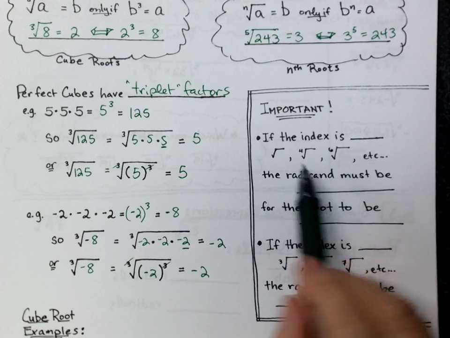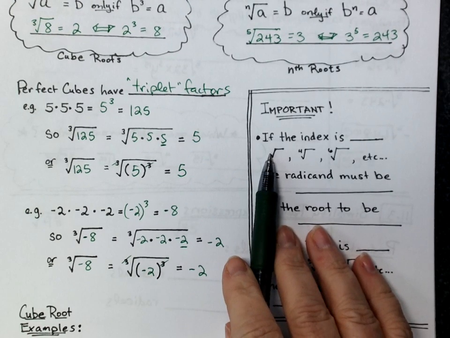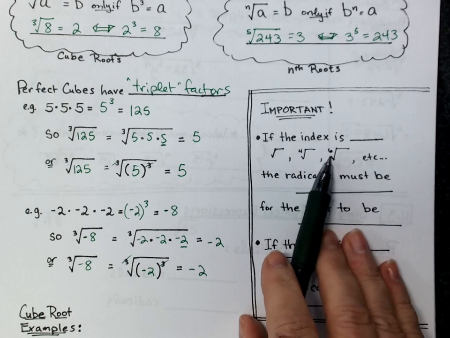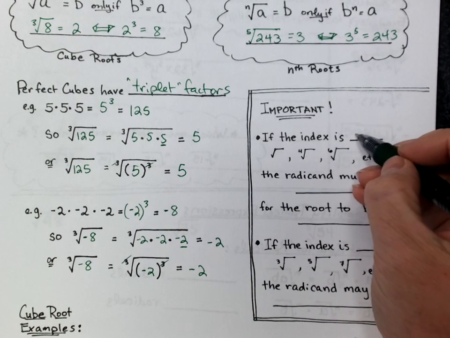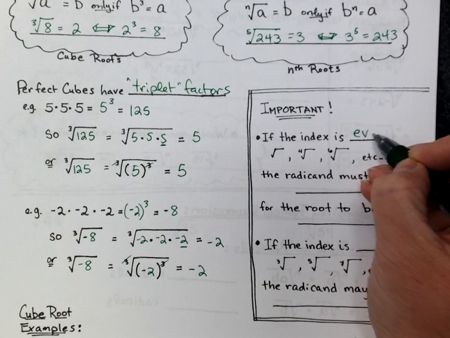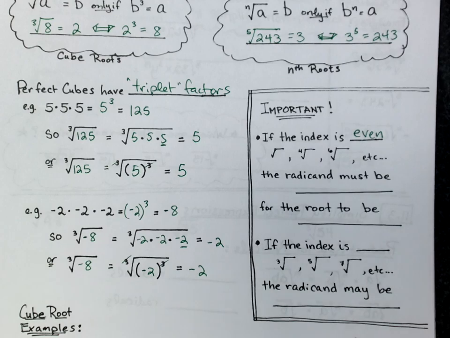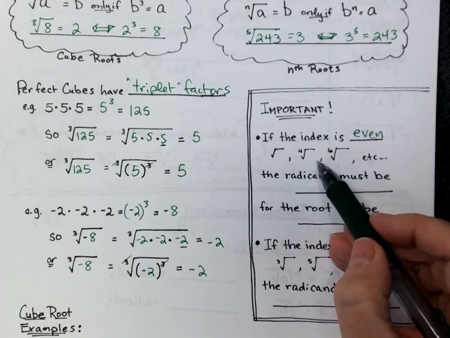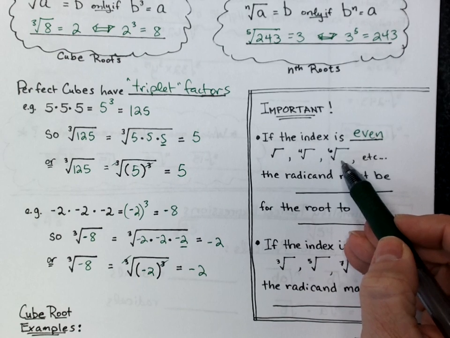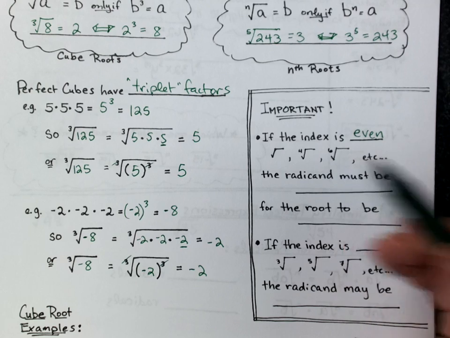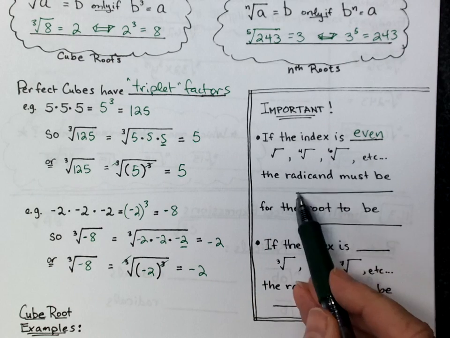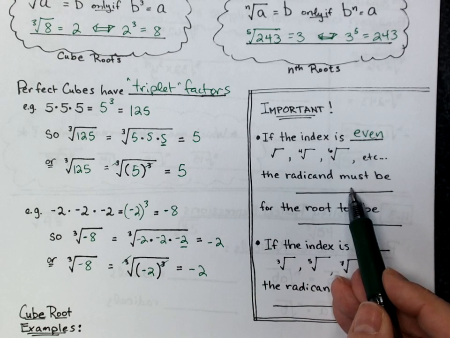So if your index is 2, but also if it's 4 or 6 or 8, etc., that means it is what kind of number? Not positive, even. If it's specifically an even number, 2, 4, 6, 8, etc., well, pairs of negatives always cancel out to positive, so you cannot have a negative radicand. A negative radicand doesn't have twins. You only have positive times a negative. Those aren't twins. So if the index is even, then the radicand must be positive, right?